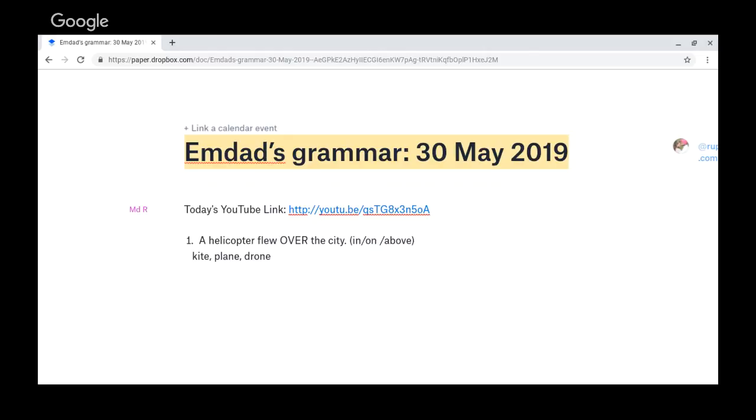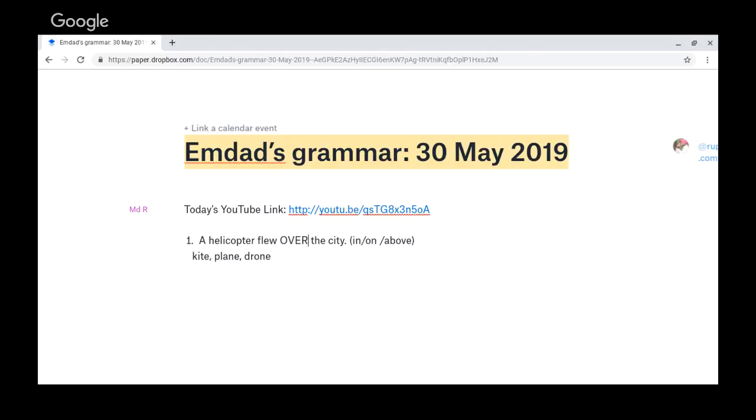Because over is used when one object is moving exactly on the top of another object, but this another object is still not moving. So will I say the kite? We flew kites above the city, above the forest, or over the forest? You'd say over the forest, because kite is moving, forest is not, yeah?